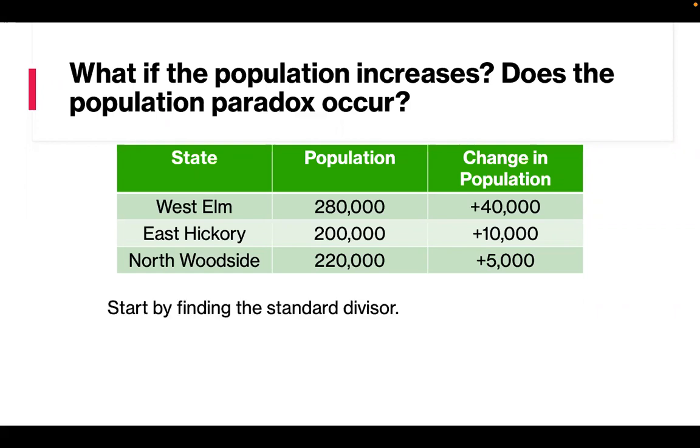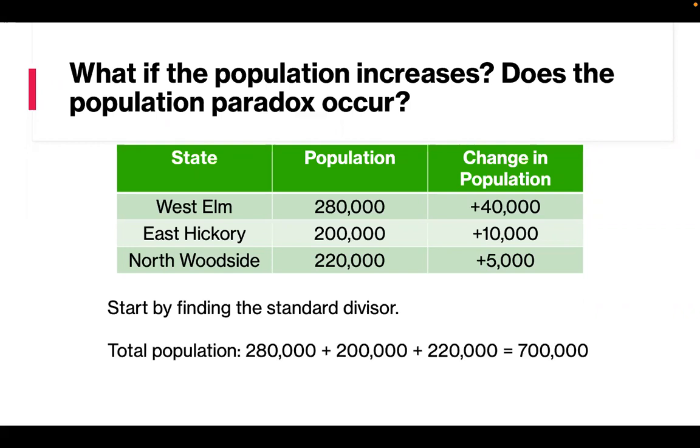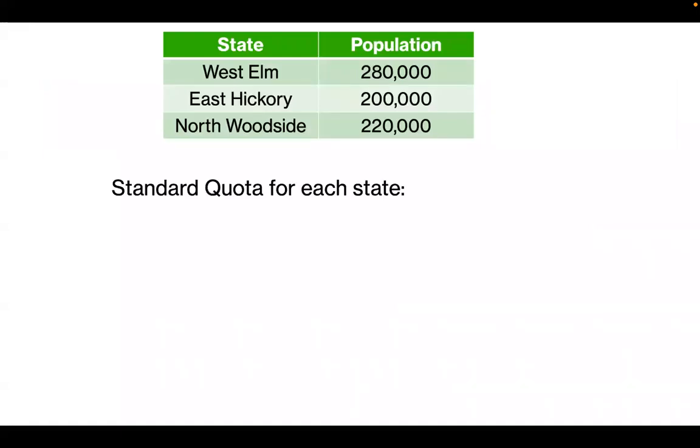So we have to do the process again. We start by finding the standard divisor. We add our new populations together. 280 plus 200 plus 220 gives us 700,000. We divide our new population of 700,000 by the 75 seats we have. This gives us a standard divisor of 9,333.333. And again, we find the standard quota.